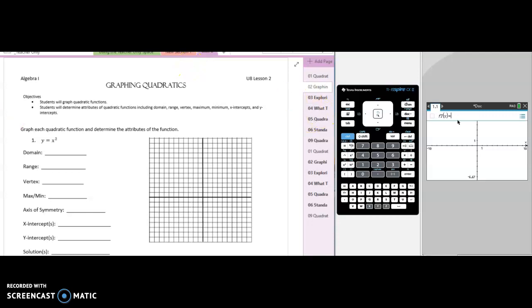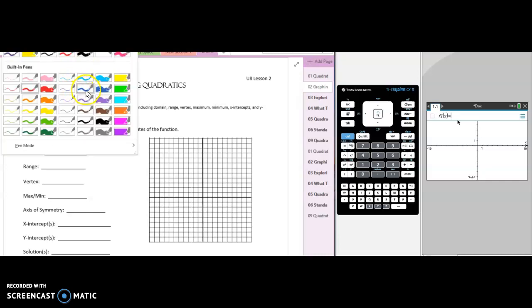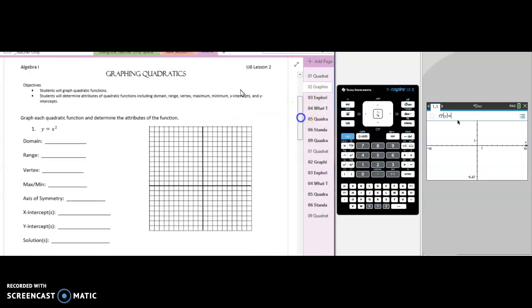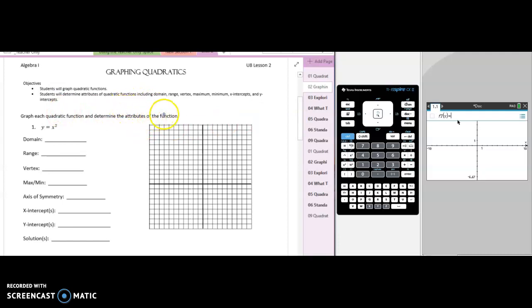Hi guys. All right, so I'm back and we are on lesson 2. This is Graphing Quadratics. What we're going to talk about is graphing quadratics. We're going to use the calculator some, but we're also going to talk about domain and range, finding the vertex, which means we have to find our maximum or minimum. And then we talked about our x-intercepts and y-intercepts. And we know that our x-intercepts are also our solutions. So we're going to find all of those with the aid of our calculator. So let's just get right into that.